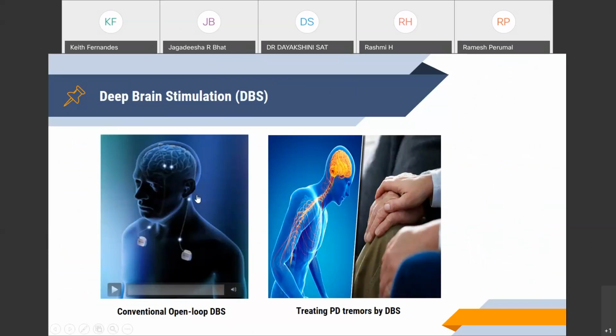Here, I'm going to show you the principle of deep brain stimulation. Basically, deep brain stimulation involves stimulating the infected brain region by electrical current pulses, so that it resolves some of the movement deficits such as tremors or bradykinesia of Parkinson's disease patients. This animation shows you the concept of deep brain stimulation. It's called open loop DBS, because the stimulation happens continuously during the treatment period.